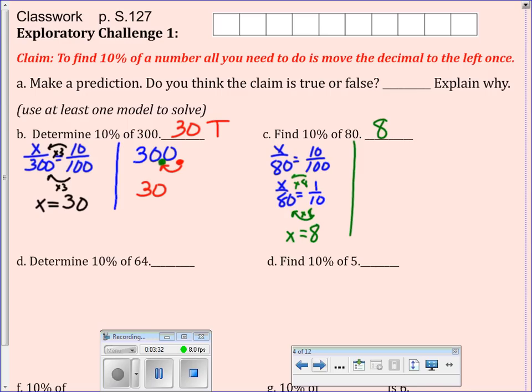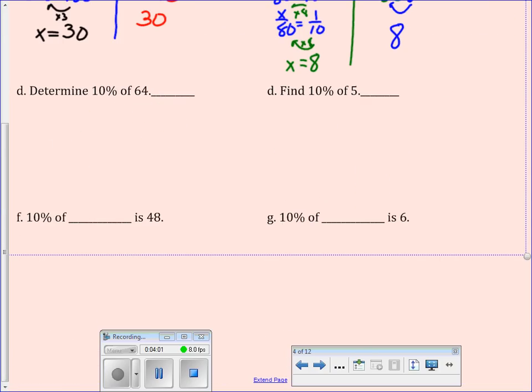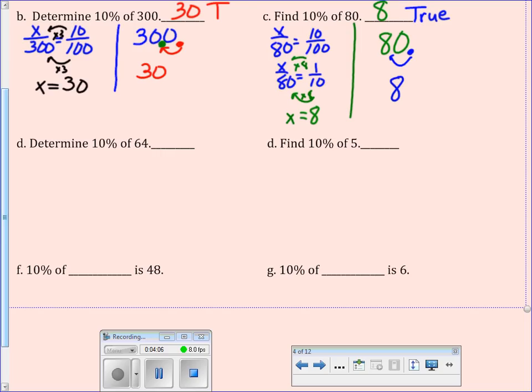Let's see if it works by moving the decimal one place to the left. What do I get when I move the decimal one place to the left? 8. So again, it's true. Should we try one more? Let's try one more. We're not going to do all of them, so I want to make sure we get to the second claim.